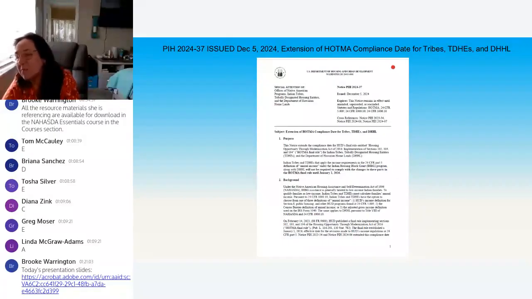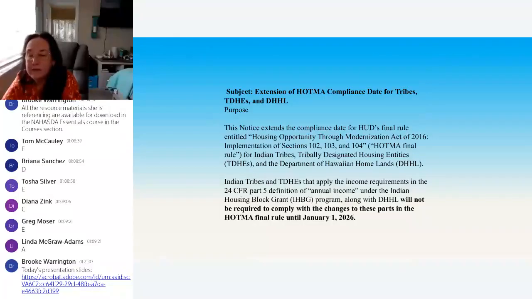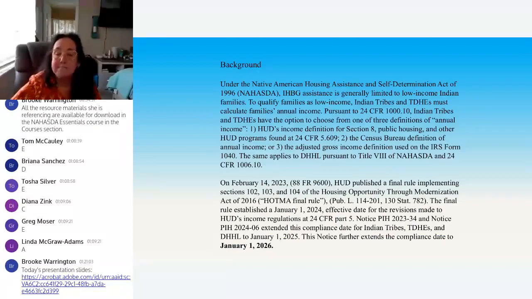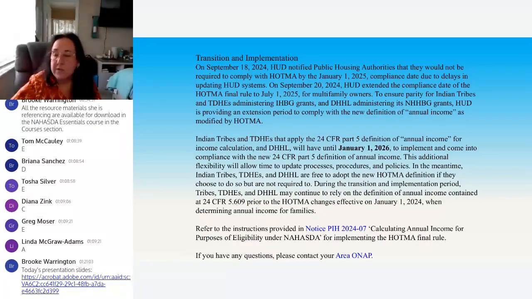So make sure that if you use the Section 8 definition, or you say that you're utilizing all three, you're going to have to redo your whole A&O policy to reflect this. So we have until January 1st of 2026. Read this material that's in here. You can link back to it and make sure that you are in compliance, okay? So this has all to do with that. Refer to the instructions provided in 2024-07 for calculating annual income also, okay?